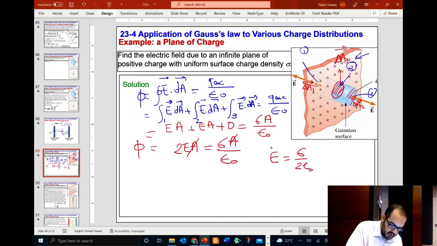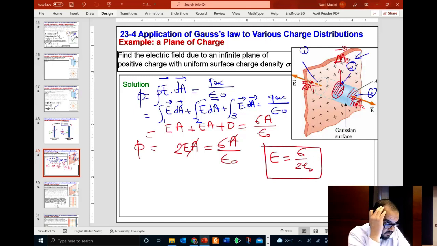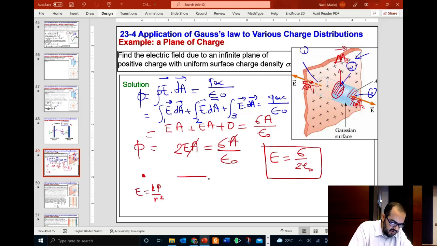which is quite interesting because it does not even depend on the distance. So remember, for a point charge, the electric field is kq over r squared. For a line charge, an infinite line, we find, what was it? It was E equals 2k lambda over r, and now for an infinite surface, we're finding E is sigma over 2 epsilon 0.